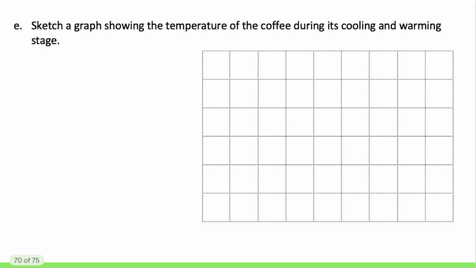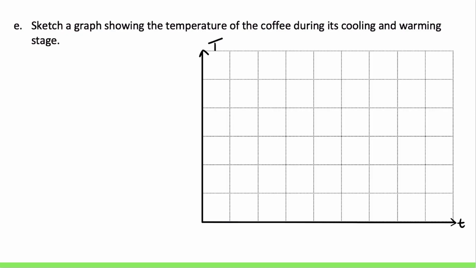All right, now part E says sketch a graph showing the temperature of the coffee during its cooling and warming stage. So we need it for both of these stages. The first thing I'm going to do is draw a graph. We only need the right-hand side of a graph because we don't have negative time, and we're also not reaching negative temperature in this specific case. So that will be little t, and that will be big T.